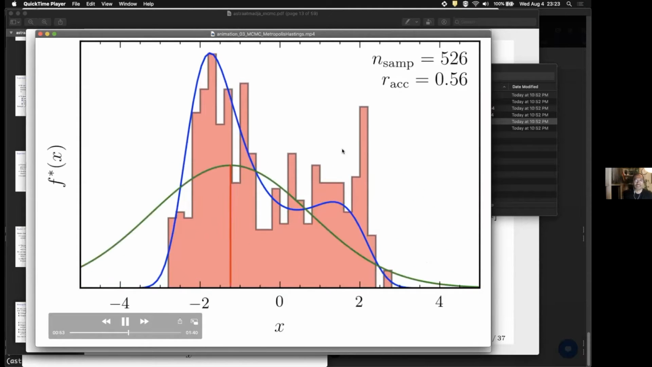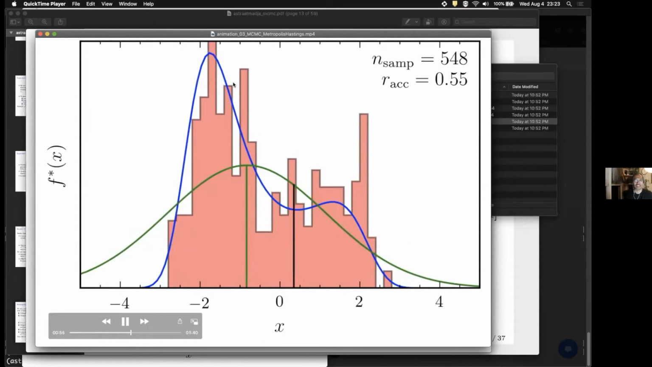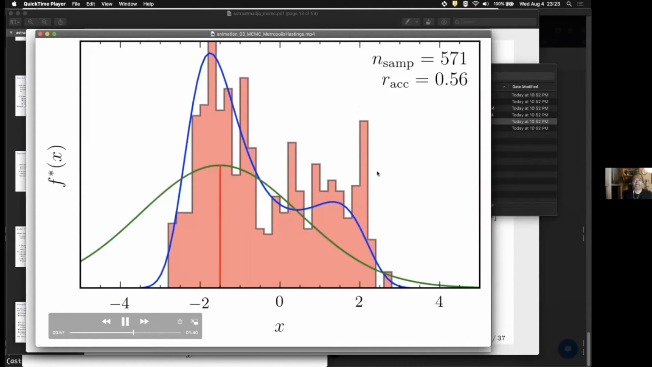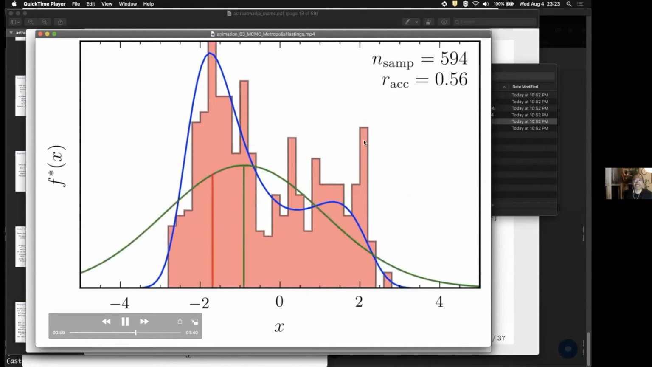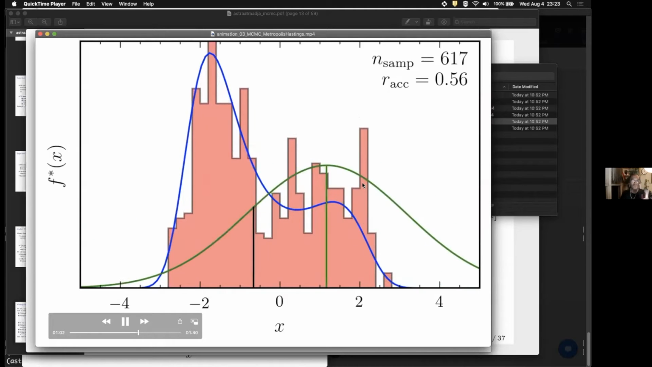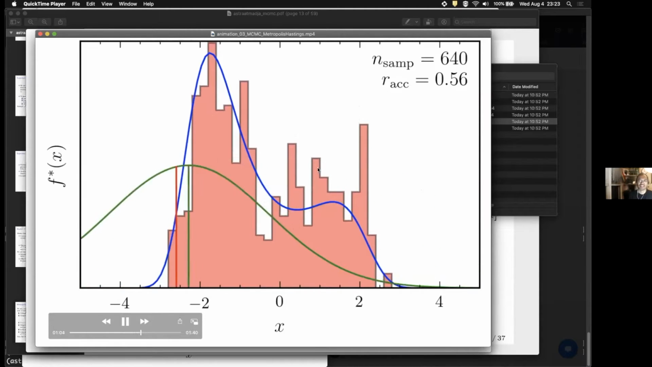Okay, so you can see there's a lot of peaks here, and sometimes here. It's because it got stuck there, and then it refuses to move. So that's why there are more points than the other.